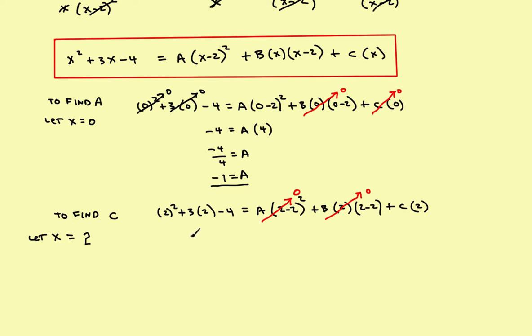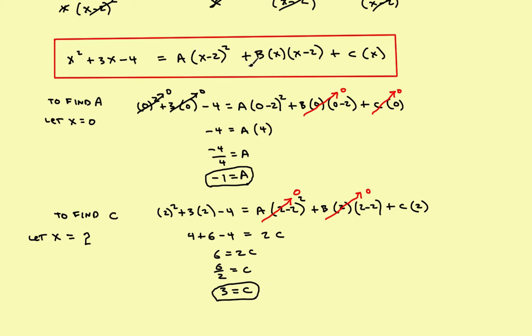So first of all, 2 squared is 4. Then you've got 3 times 2 is 6 minus 4. Both these two terms went to 0, so you're just left with 2c. The 4's cancel out. 6 would be equal to 2c. So 6 divided by 2 is c. So 3 is equal to c. So now you've got c. So here you found A. Here you found C. Now the only question is, what is B?